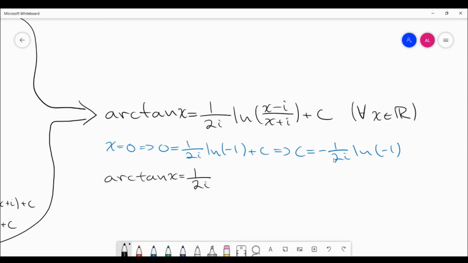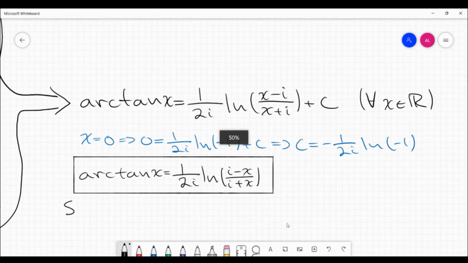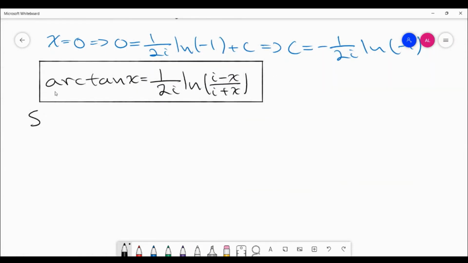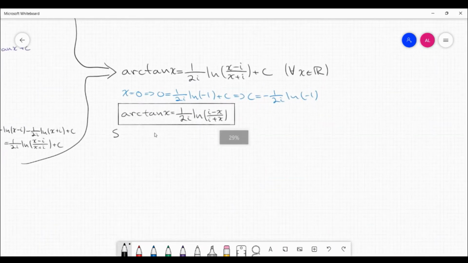And so we have that arctangent of x equals 1 over 2i times the natural log of (i minus x) over (i plus x) for all real x. This is an identity. And I mean, this is really beautiful. This is a very interesting relationship between arctangent and the natural log. And this might actually be useful for calculating strange arctangent values.